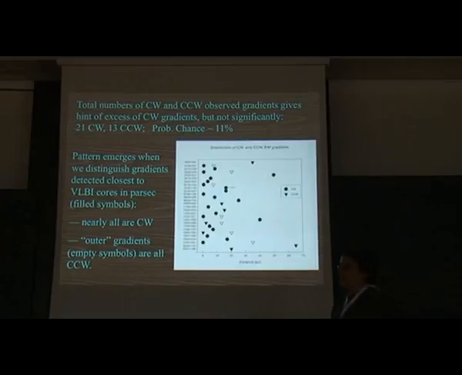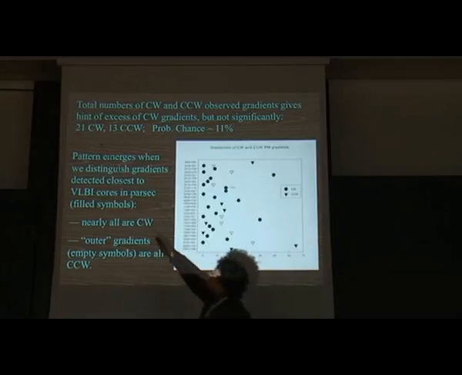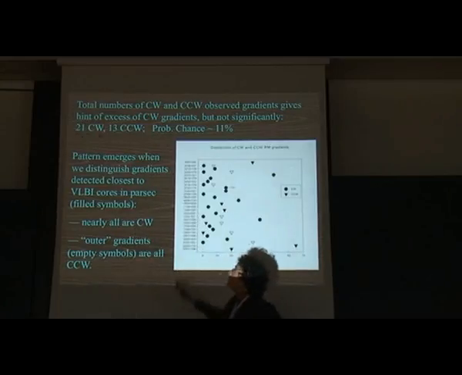Now, if we just take a look at all the gradients that we observe that we think look reasonably firm, and add them all up and take a look, we get 21 that are clockwise projected on the sky and 13 that are counterclockwise.